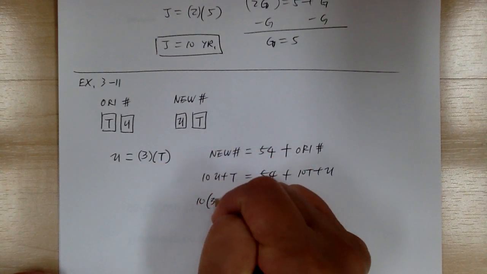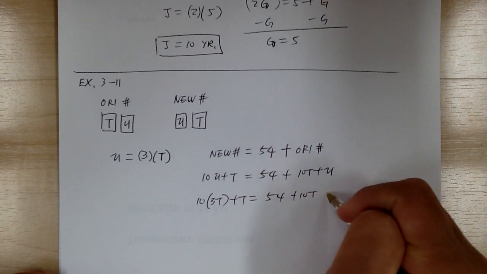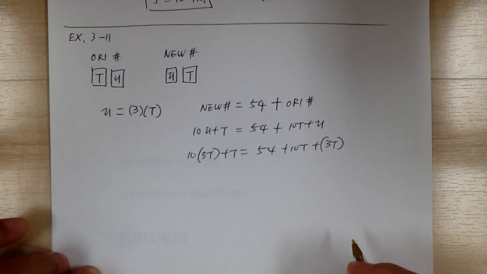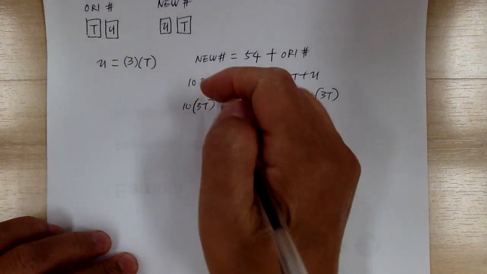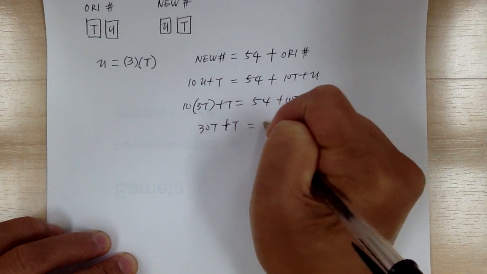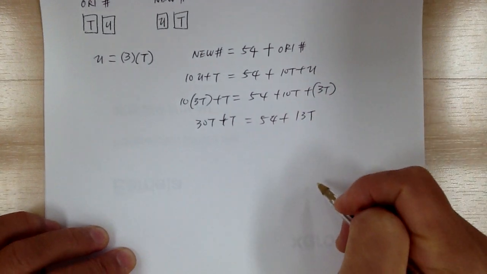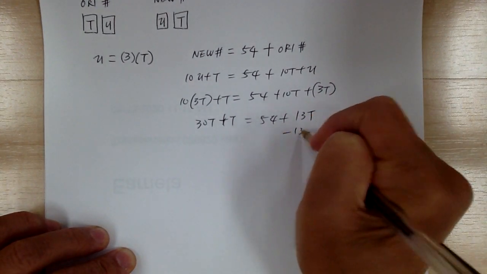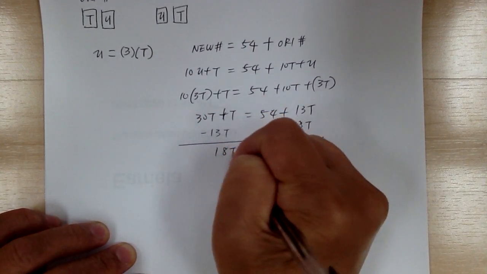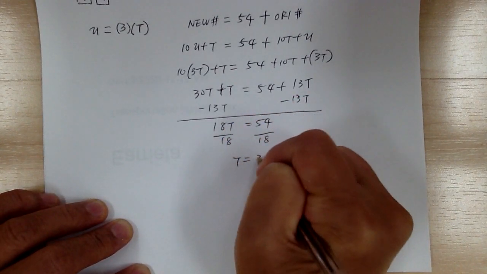You can go and substitute. U is 3T. And after that, you can simplify and solve. So you get 30T plus T equals 54 plus 13T. I'm going to subtract 13T on both sides. So I get 18T equals 54. Divide by 18, so T equals 3.